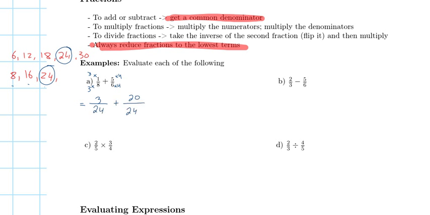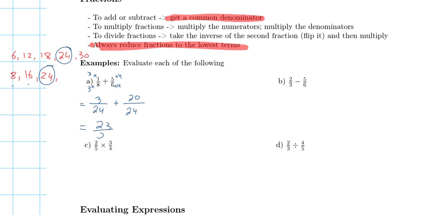Okay? Now, looking at this, we know that it's a common denominator. We can see that both of them have the same denominator. So what I can do right now is add the numerators. You add the numerators, and then you leave the denominator as 24. So adding the numerators gives me 23 over 24.